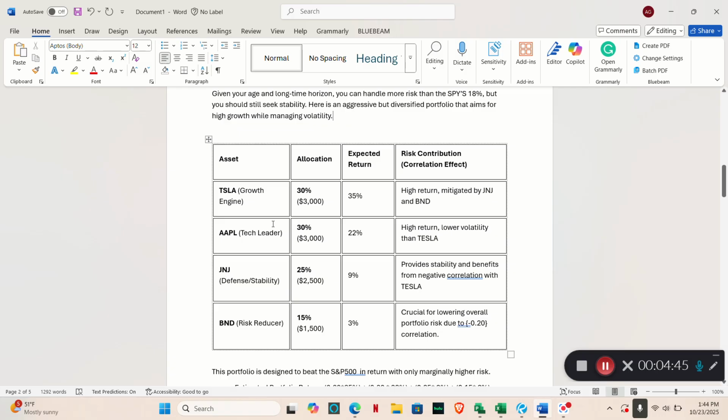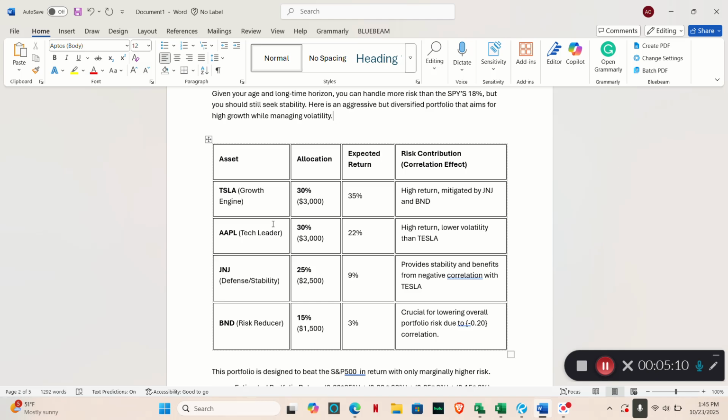Apple, tech leader, would be about 30% as well, $3,000, with an expected return rate of 22%. High return, lower volatility than Tesla. J&J for stability, we would invest about 25%, $2,500, and you can expect a return of 9%. This provides stability and benefits from negative correlation with Tesla.